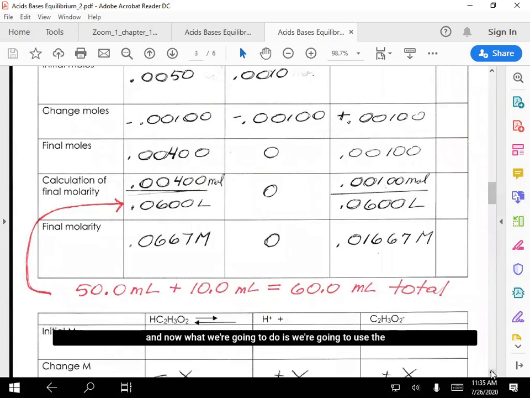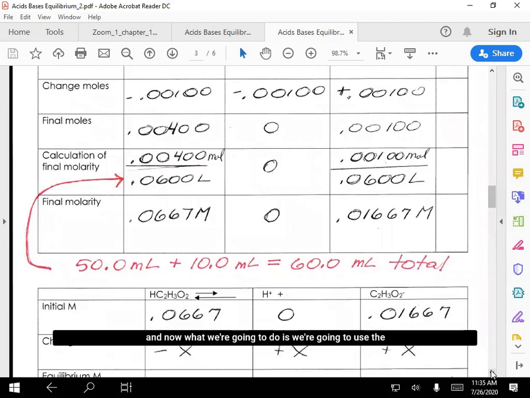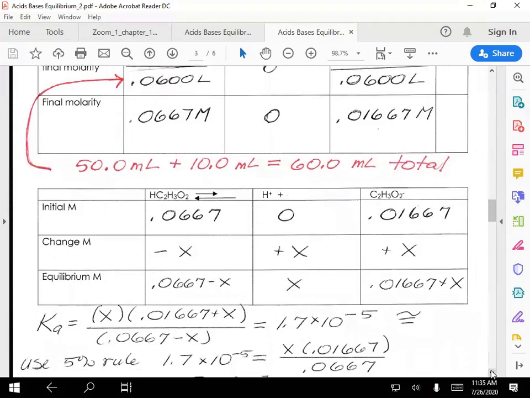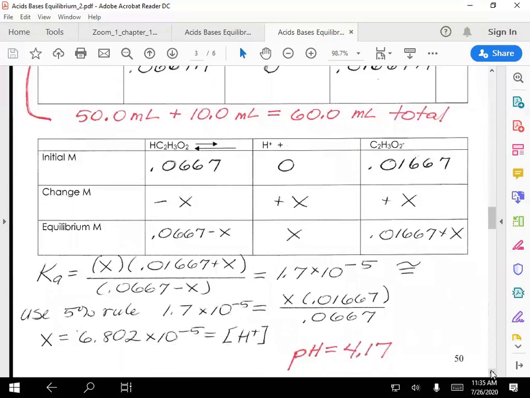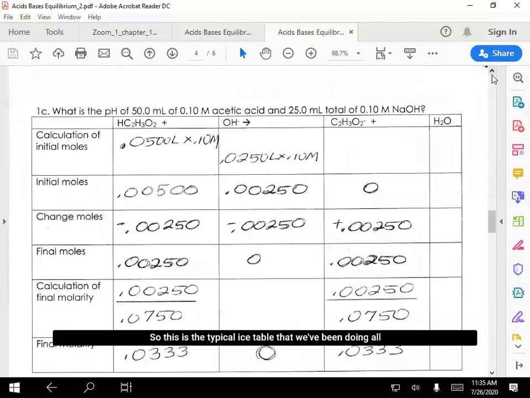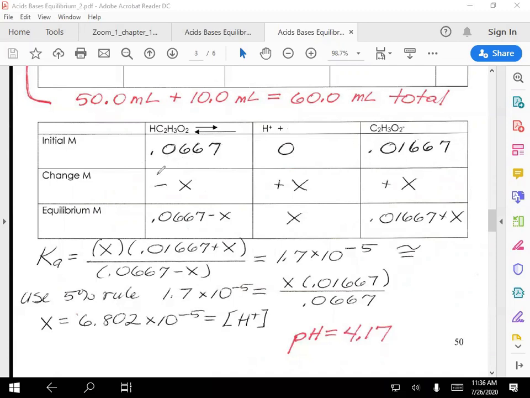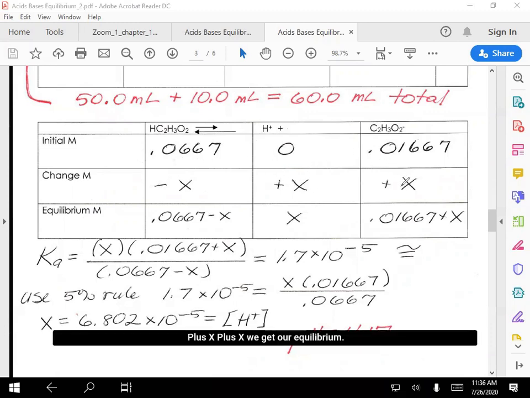And now what we're going to do is use the ICE table. So this is the typical ICE table that we've been doing all along. So we have our molarity of acetic acid. We have 0 hydrogen ion. We have molarity of acetate. We have minus X, plus X, plus X.